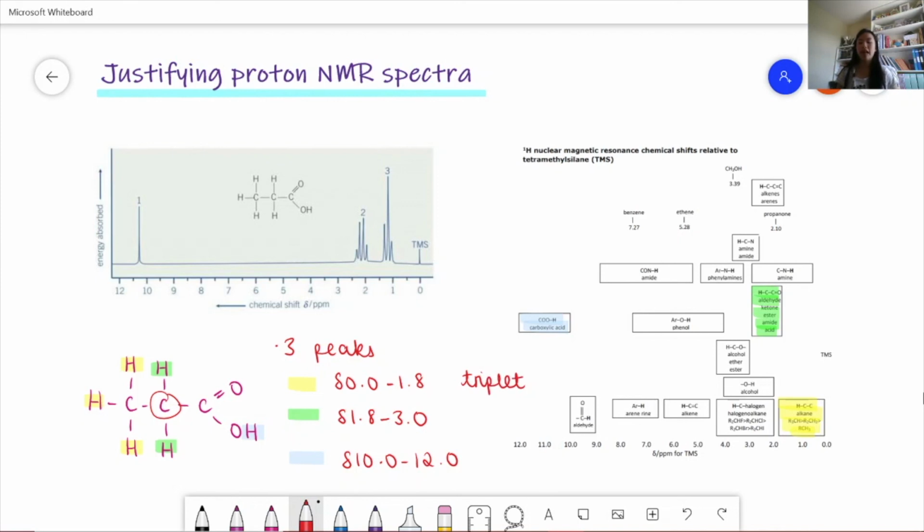And now looking at the green hydrogens, we have this carbon next door, which has 3 hydrogens on it, and this carbon doesn't have any hydrogens on it. And so we get a quartet because the carbon on the left has 3 hydrogens. And then finally, looking at the last hydrogen, this isn't attached to any carbons, and so this will just be a singlet peak.